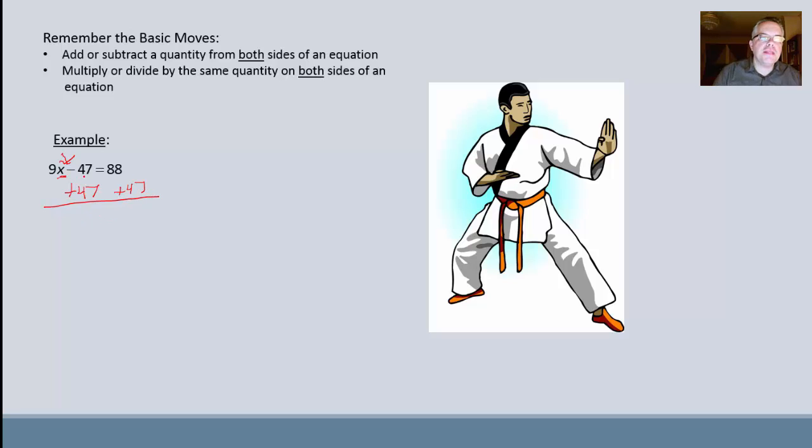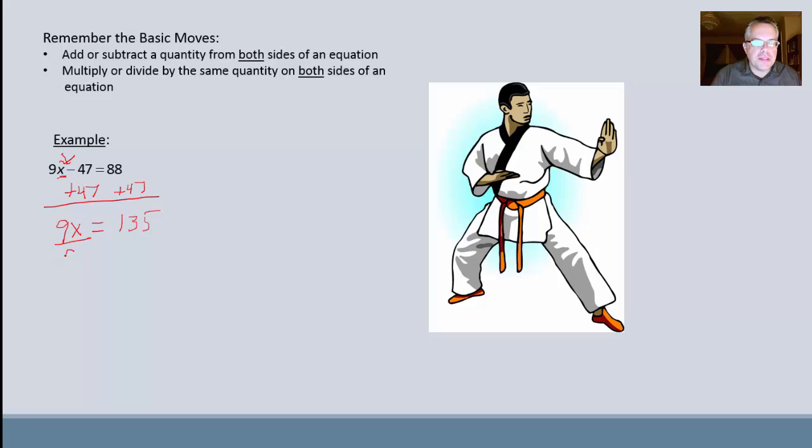On the left side, negative 47 plus 47 is 0, leaving just 9x. And on the right side, we get 88 plus 47. Using my calculator here, that's 135. Now we have a simpler equation. So when we're using basic moves, each time the equation should be getting simpler. The first one had 3 terms, this one only has 2. So now I have 9 times x equals 135.